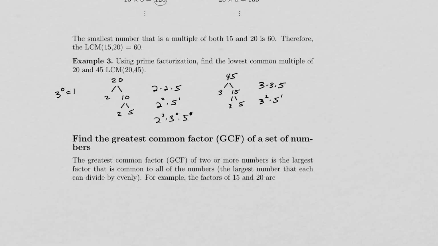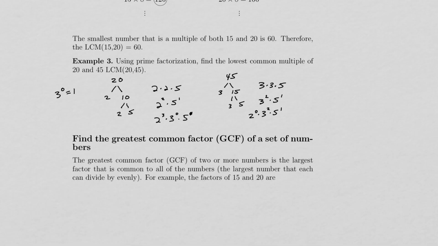Now, same thing for the 45. I need to put a 2 in there, so let me write it as 2 to the 0 times 3 squared times 5 to the 1. Now they have the same factors, right? So now, to find the lowest common multiple, you take each factor the greatest number of times it occurs in either of the factorizations.